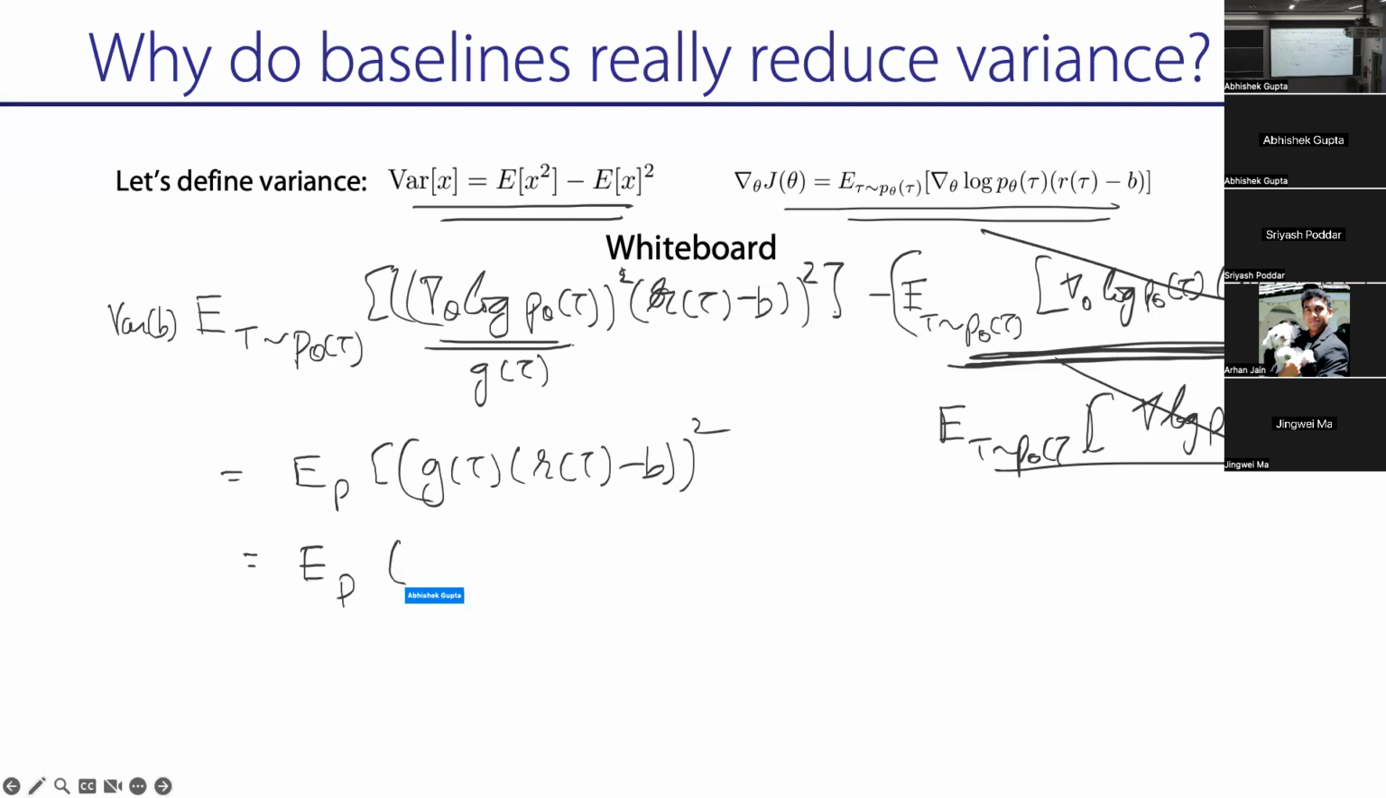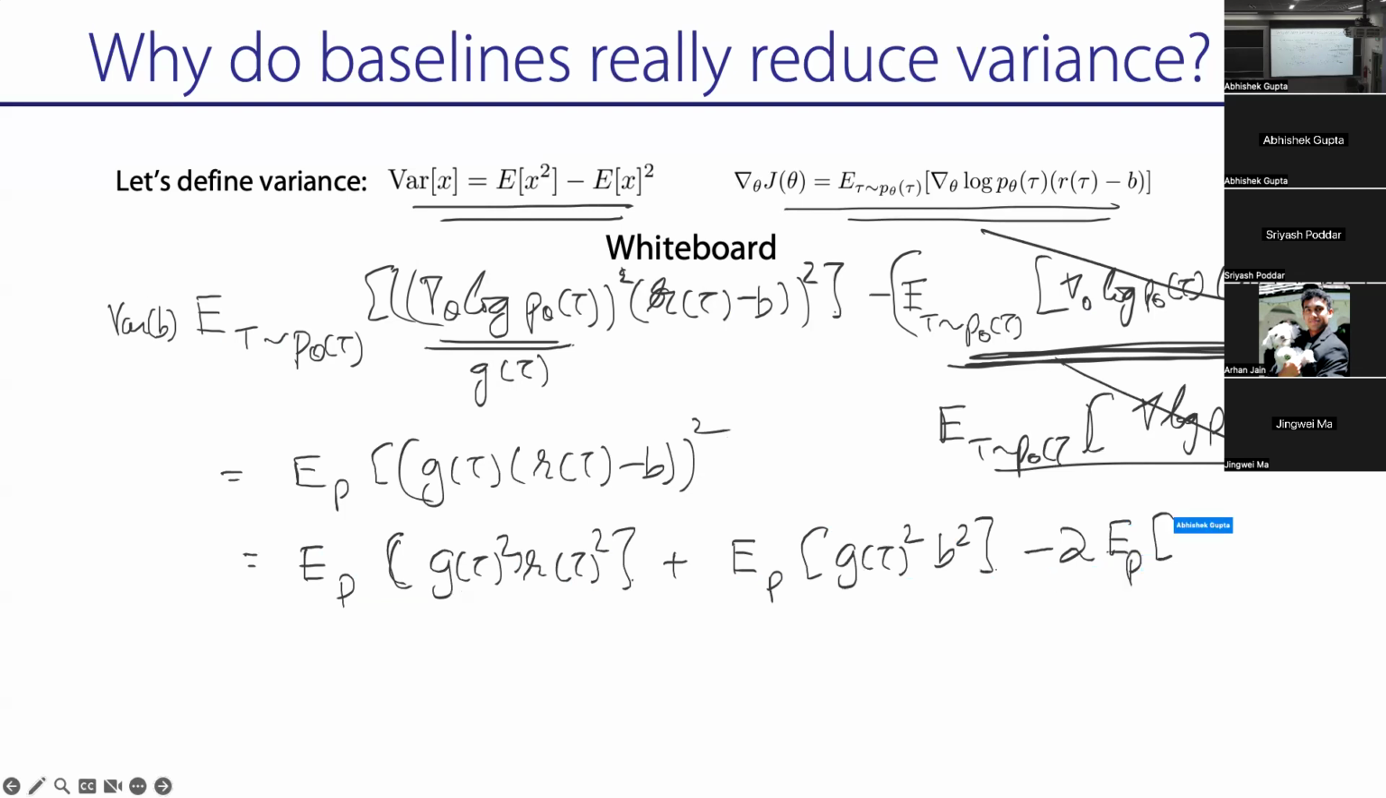You're going to have G tau squared R tau squared. You're going to have G tau squared B squared. And then you're going to have G tau squared R tau B. All I did is expand the square, right? You have two square terms and a minus 2ab term, right?